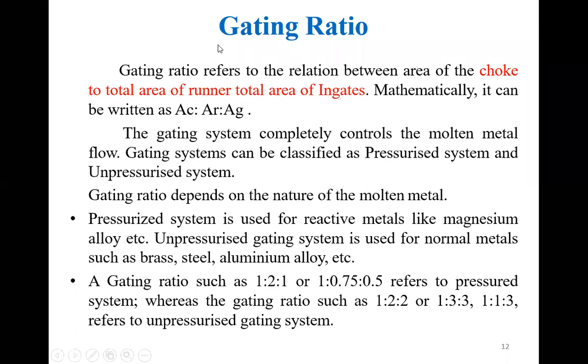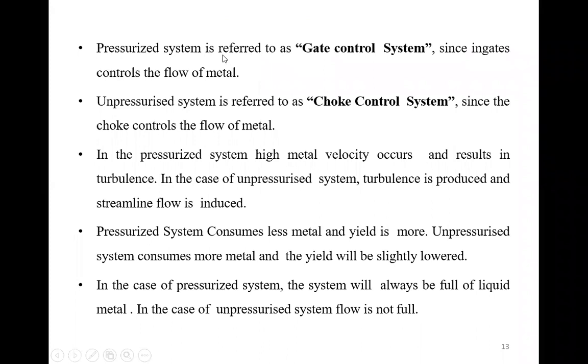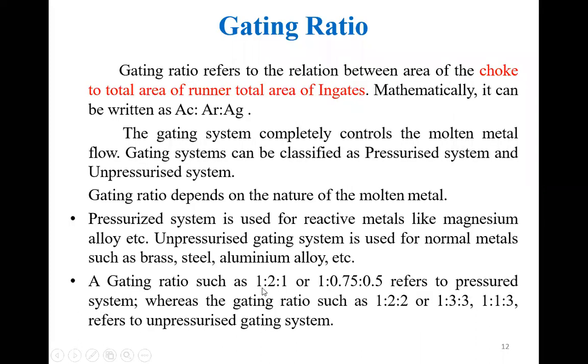So what is a pressurized system, and for what is it referred to? The pressurized system is referred to as a gate control system, since the ingates control the flow of the metal. You can observe here it is 1:2:1. The one is the choke, the area from where you are passing over to the runner. The two is the runner area, so here you are taking a high amount of molten metal in the runner. But again, one is taken in the gate area.